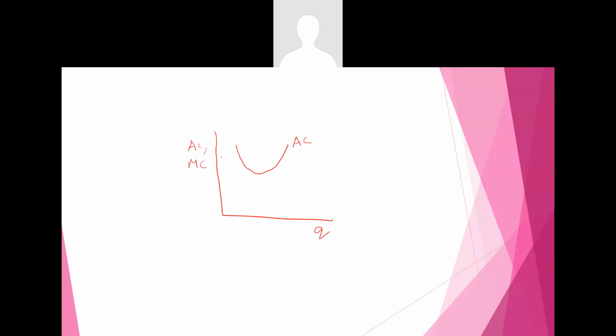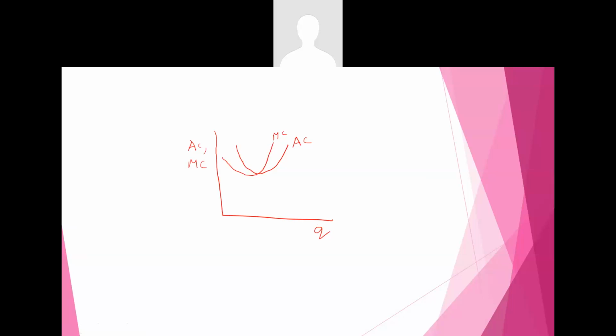Initially MC lies below the AC, and then it passes through the minimum point of AC, and then it is above AC. This is how it looks. AC and MC are both U-shaped curves, and we know this relationship which states that whenever MC lies below AC, throughout that portion we can see the AC curve is falling. Then MC passes through the minimum point of AC.